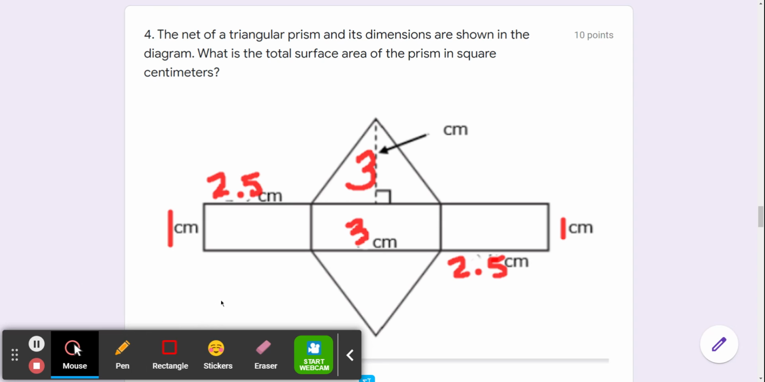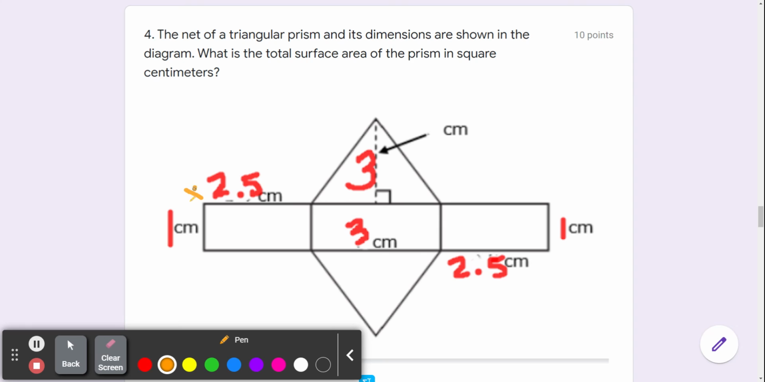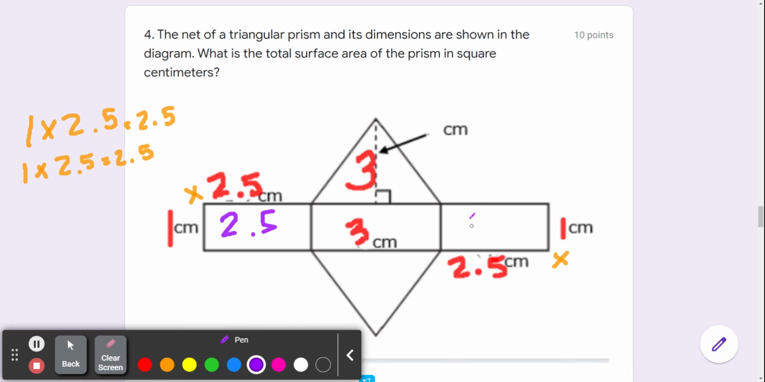The last one, I'm going to do the same way. On this one, I'm looking at 1 times 2.5. Except now it has a decimal, but that's okay. You still do it the same way. So this is going to be 2.5. And then I have the same thing over here, 1 times 2.5, which is 2.5. And write that on this one. So these two faces here are 2.5.